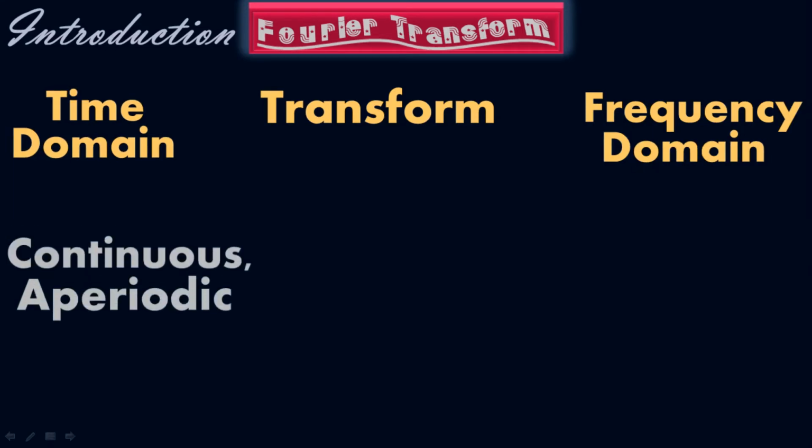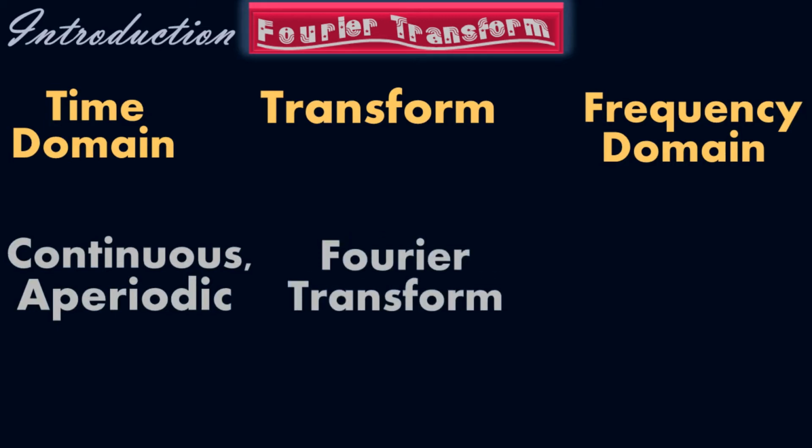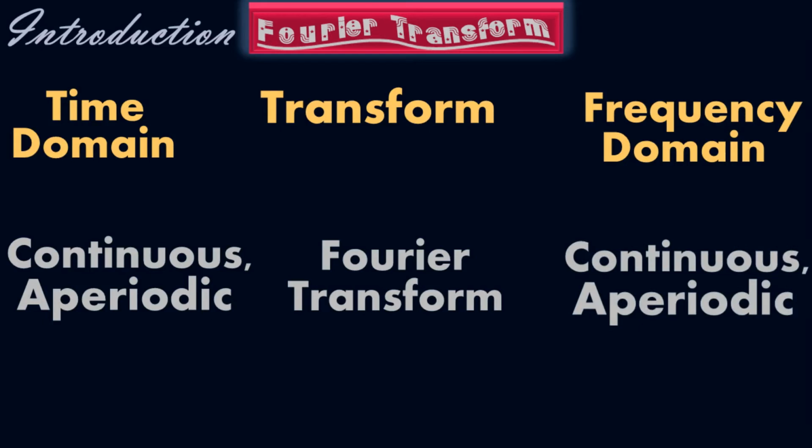But what if the source signal is continuous and aperiodic, which means non-periodic? We use Fourier Transform to get a continuous and aperiodic signal in frequency domain. Now we have done the Fourier series. For the Fourier series, the signal must be continuous and periodic. But what's going to happen if the signal is continuous and non-periodic? Fourier series doesn't work. We use another type of transform, which is Fourier Transform.